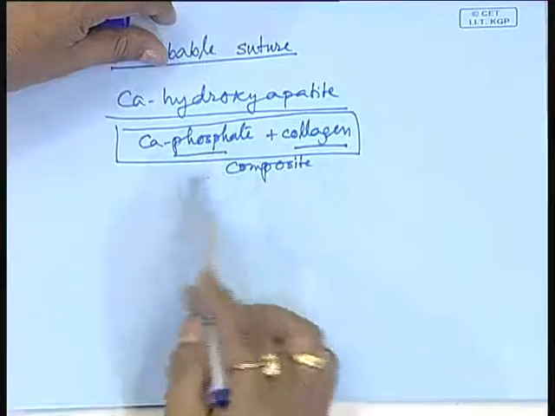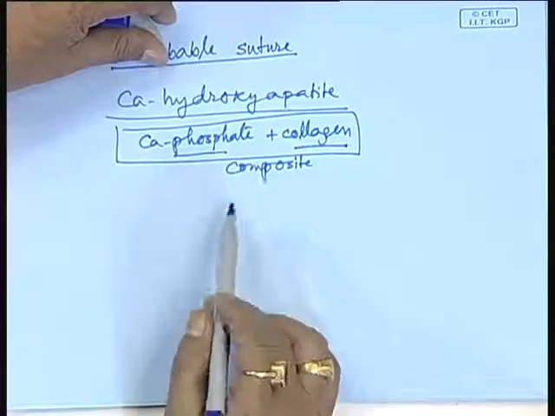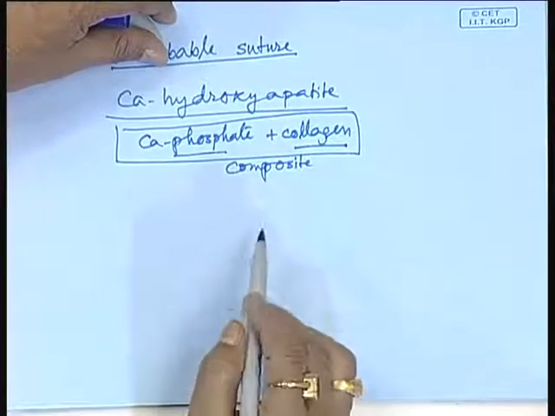Now, after replacement what happens? Native bone formation will be there, which means it will help osteoconductivity. It will help in osteoconductivity and native bone will be formed and slowly those pores will be filled. Okay. Or if you take some composite made from collagen, calcium hydroxyapatite, calcium phosphate or some other polymer, say polyhydroxybutyrate.